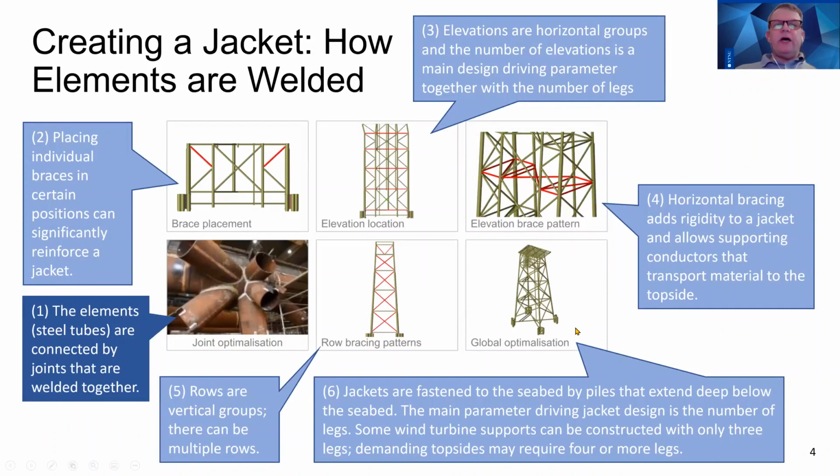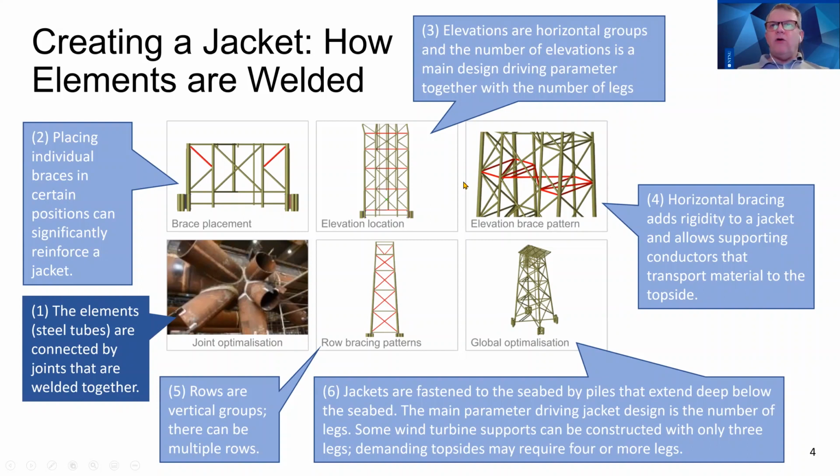Let's talk a little bit about how to create a jacket. Let's start by considering the steel tubes, how they're connected, and how welding is used to connect these different elements that we have in the jacket. Secondly, let's look at how braces are positioned in order to reinforce the jacket. We also have so-called elevations, which are horizontal groups of steel beams. And the number of these elevations is an important parameter that drives the structure and cost of the jacket.